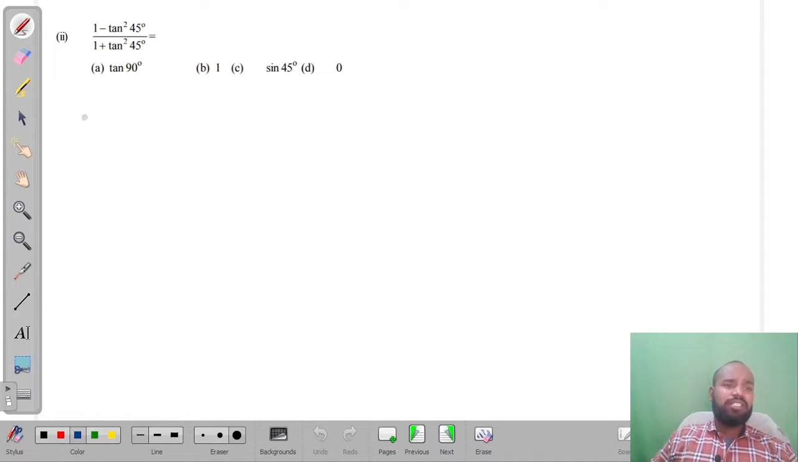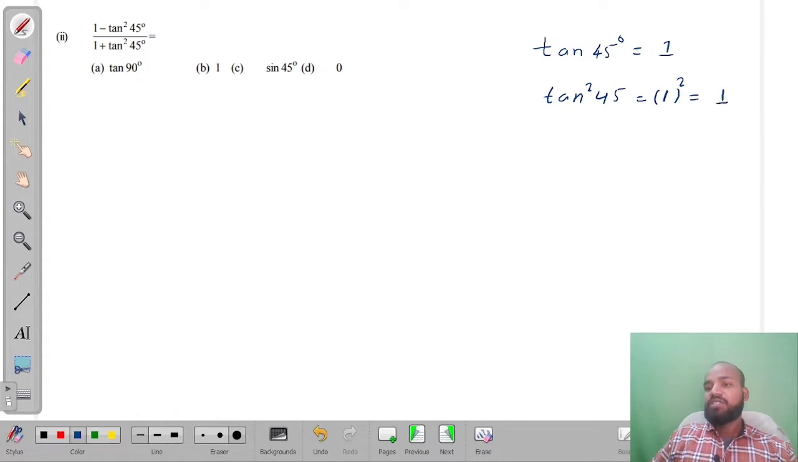So what is the next question given? It is very simple. See here. What is given? 1 minus tan square 45 by 1 plus tan square 45. We know the value of tan 45 first. Sorry, the tan 45 value is 1. Tan square 45 in the sense is equal to 1 square. 1 square is equal to 1. We know this, right? Now just substituting the value here, we get 1 minus 1 by 1 plus 1.